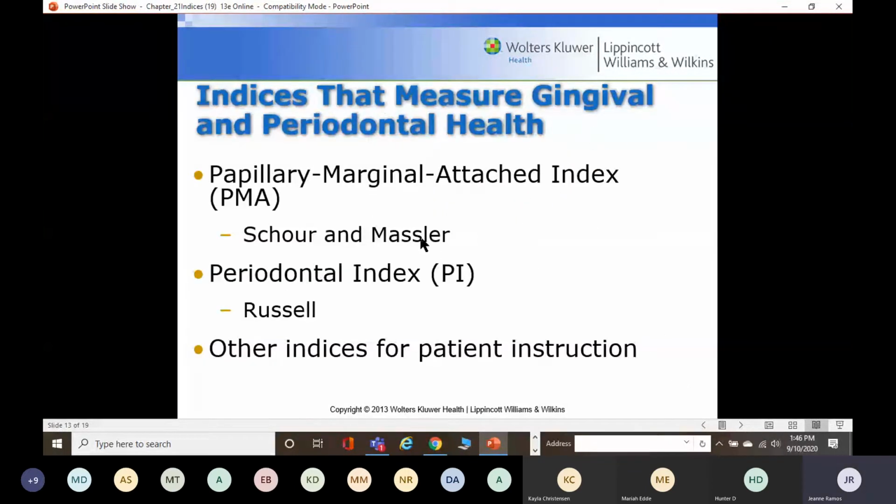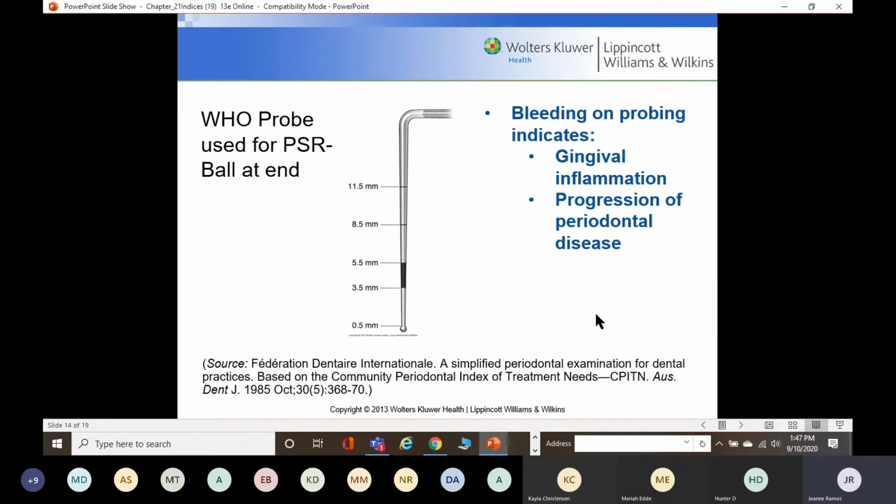So they have indices that measure gingival and periodontal health. It could be a papillary marginal attached index by Schour and Massler. Periodontal index, they also call that a PI, by Russell. Other indices for patient instruction. So I want you to be aware of, I think we might have shown this before, it's a WHO probe, and the World Health Organization is what the acronym WHO stands for, and it has a little ball at the end.